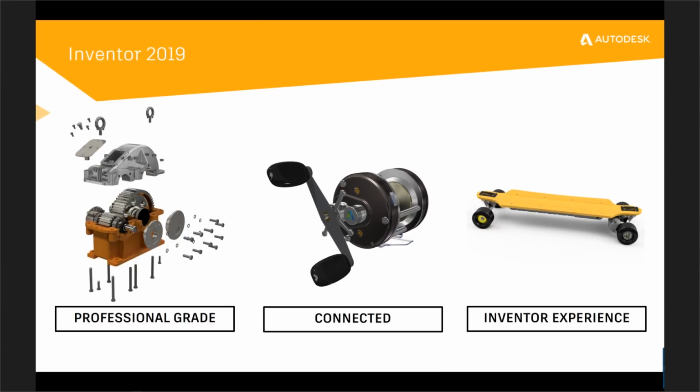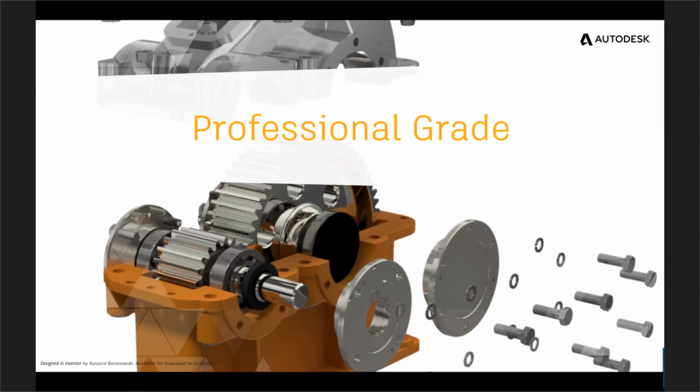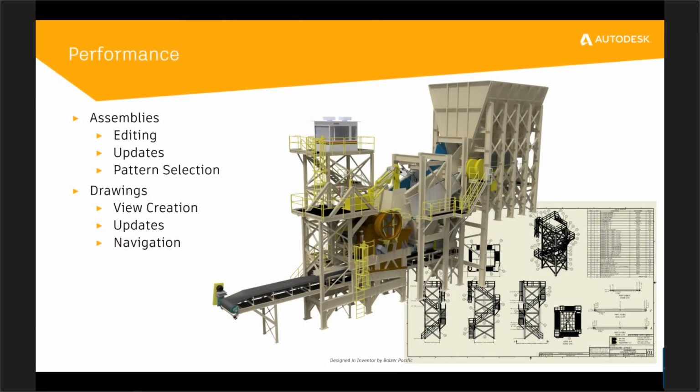Again, we talked about those areas of investment, and we really want to help our customers design great products. So we focused on professional grade design and engineering functionality, cloud connected workflows, and the Inventor experience, and find ways to benefit all of our customers with Inventor 2019. When we talk about professional grade, we're talking about improvements in design, automation, performance, all of the core things that customers need to stay ahead and design great products on time and into market. Performance has been a large ongoing project for us here on the Inventor team.